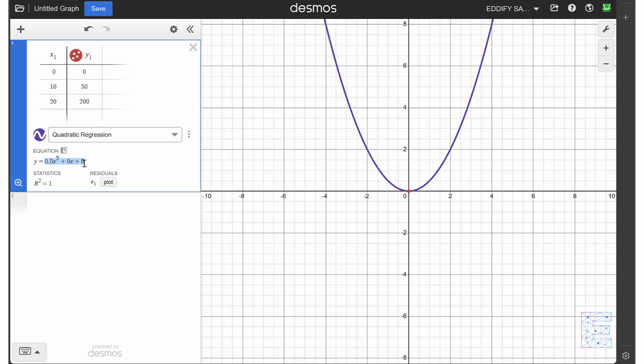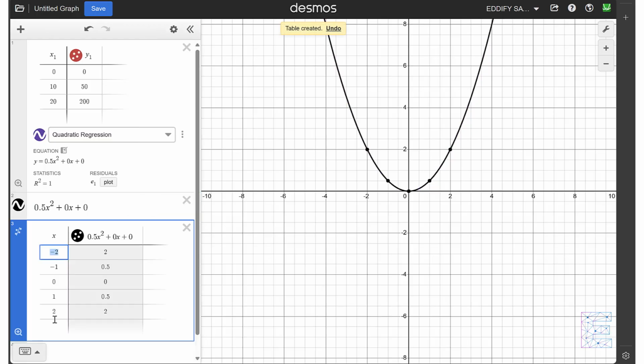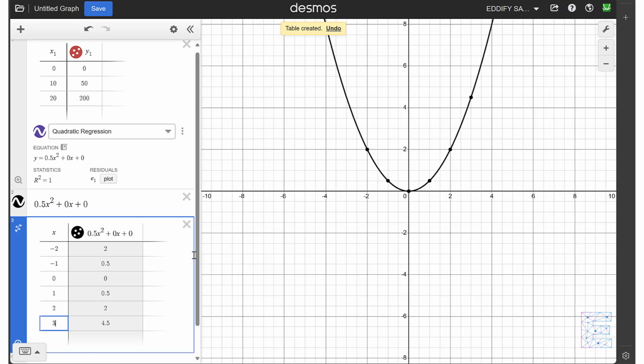And all you do is copy that equation if you want, drop it in here, Control V, click on the gear to bring up this table, which then we can ask after 30 seconds, what was the height? And you can see that the answer to that is 450.